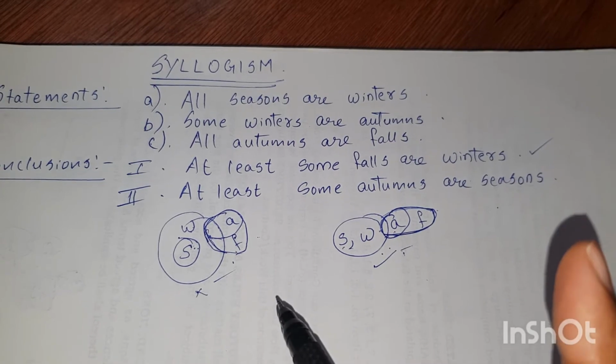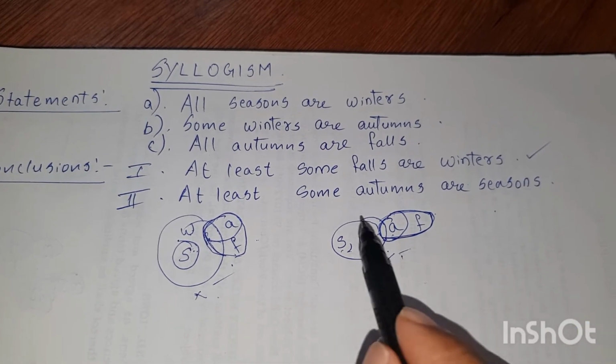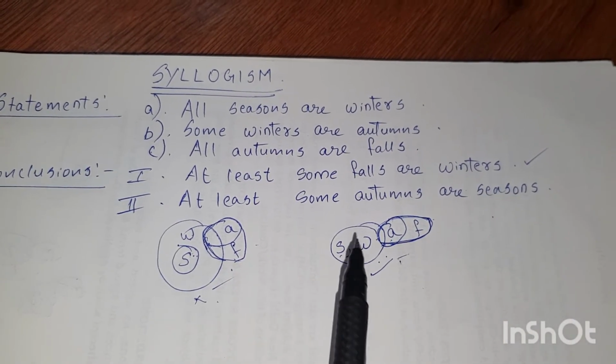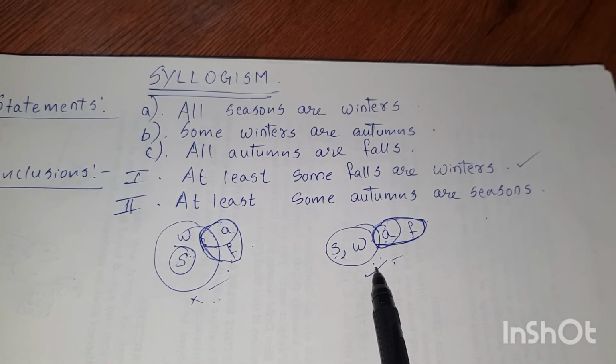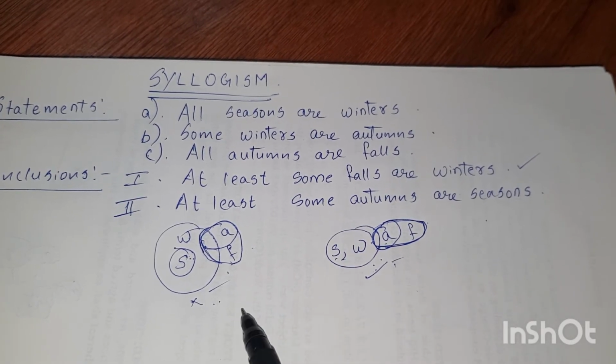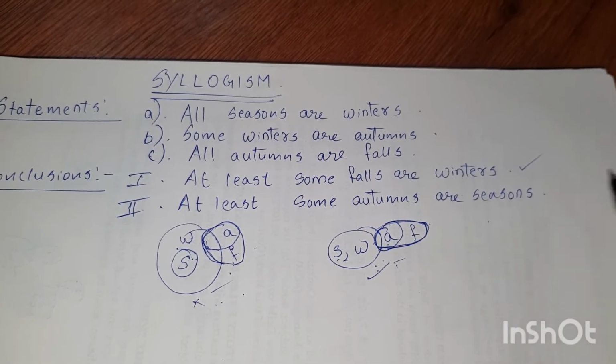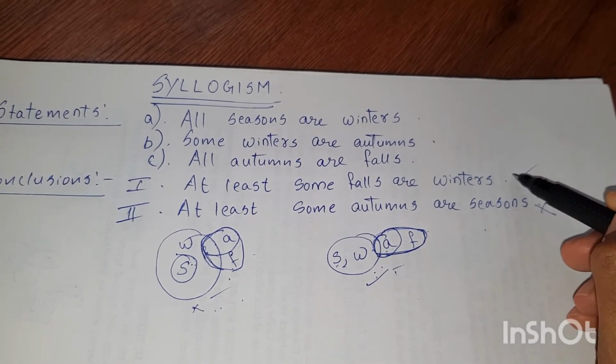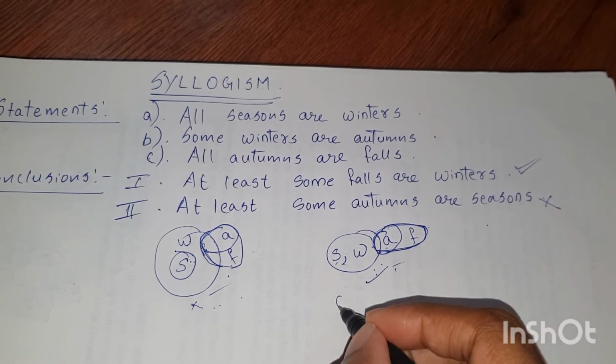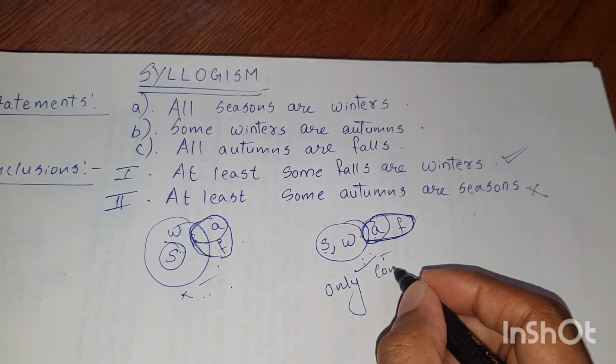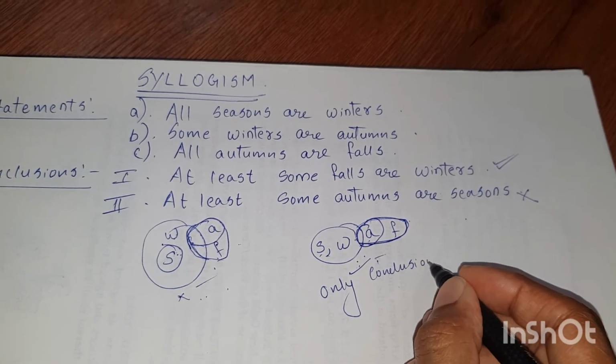So the conclusions should satisfy all the possibilities. Here it should satisfy both the possibilities, but conclusion 2 does not satisfy this one. That means conclusion 2 is not true, conclusion 1 is true. So the answer is only conclusion 1 is true. Okay.